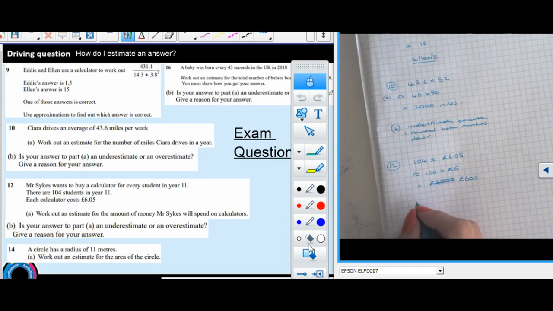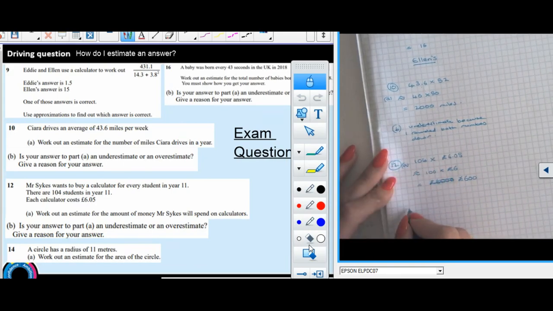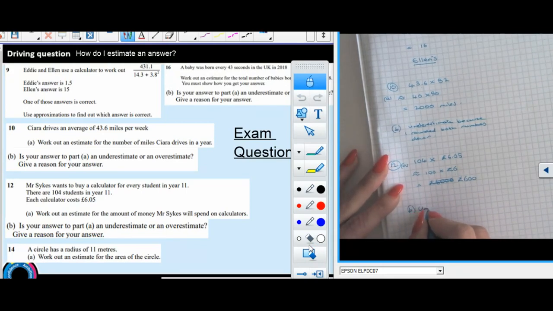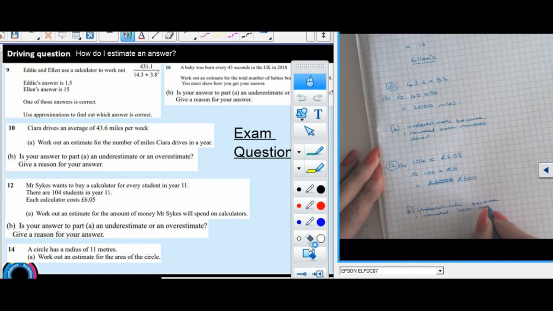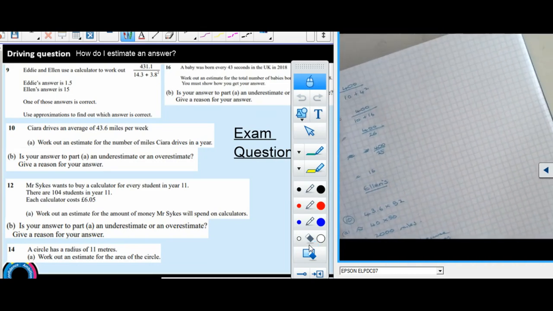Is that an overestimate or an underestimate? Well, I rounded this number down and this number down, so it's an underestimate. Question 14.